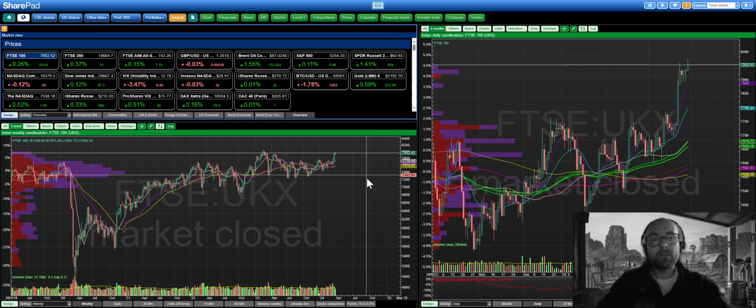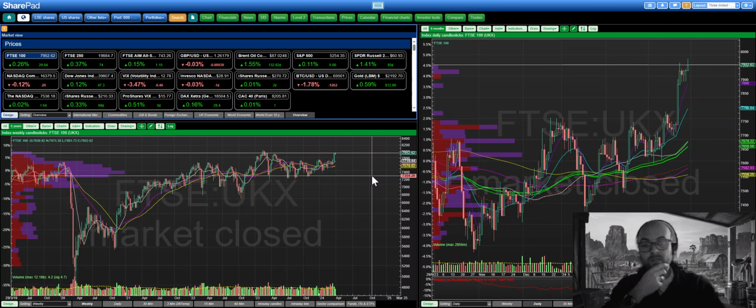I'm using Sharepad Pro, and where I like to start is by having a little look at how the indexes are performing and to get a sense, in terms of situational awareness, of how I might want to consider the positions that I want to do over the subsequent week based on that as an input.